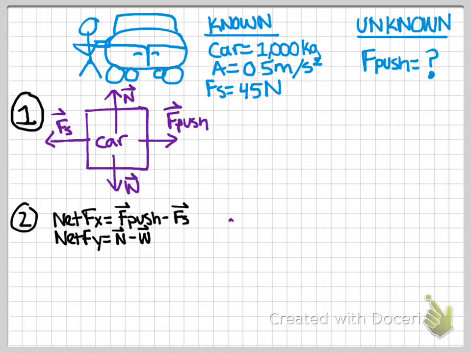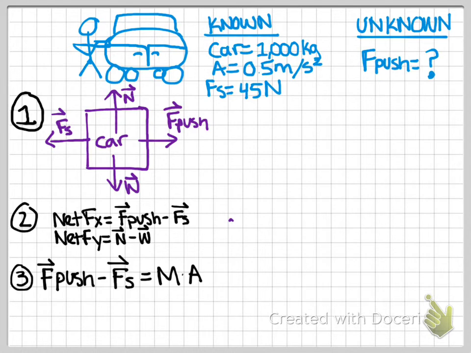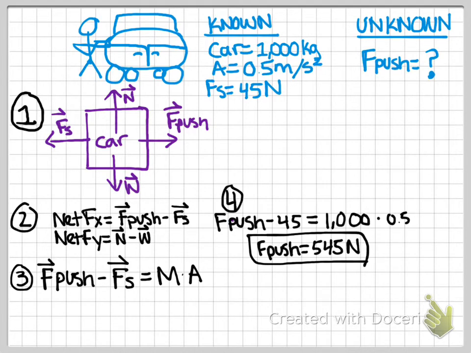Then, we choose which equation we would like to use. The question is, what is the push force Jerry is exerting on the car? And so, because the push force is in the net Fx equation, we are going to choose to use net Fx. So, we set the net Fx equation, F push minus F static, equal to mass times acceleration. Then we solve. F push minus 45 equals 1,000 times 0.5, because 1,000 kilograms is the mass of the car, and 0.5 is the acceleration of the car. When we solve this, we get the push force is 545 newtons.